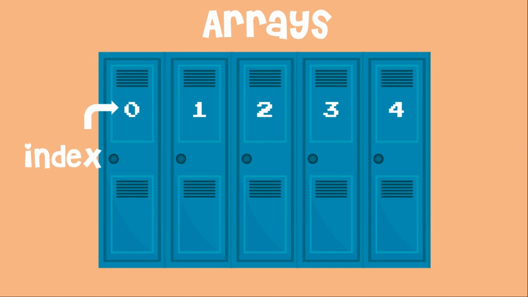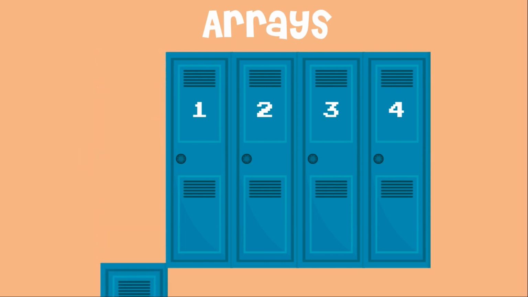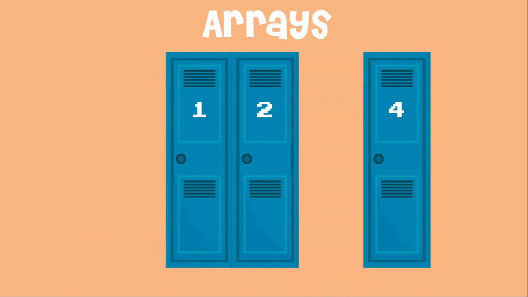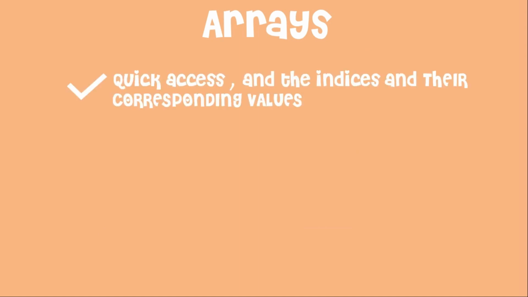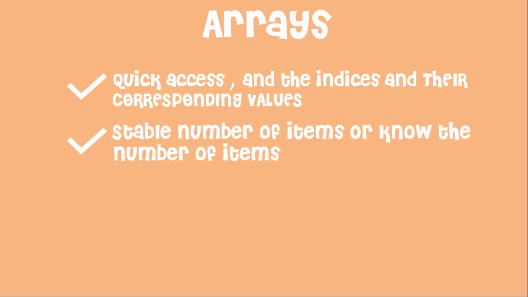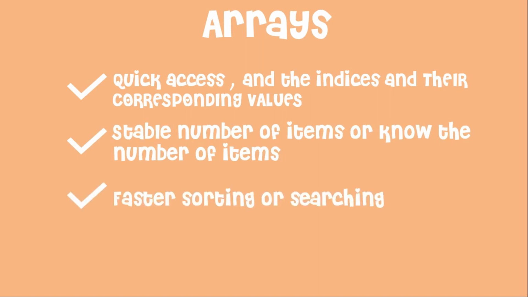Arrays are useful when you want to retrieve items fast, but sometimes memory is an issue here because it is fixed. Use this when you want quick access to items and you know the indices and their corresponding values, when you have a stable number of items or you know the number of items already, and for faster sorting or searching.